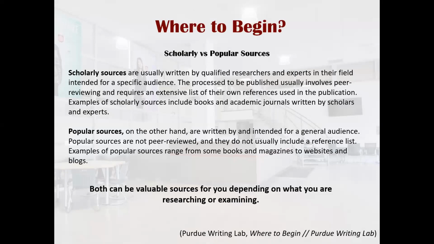A popular source is something that is written by and intended for a general audience, okay? So not something specific, anybody can read it. A lot of the time the language is easier to understand, and popular sources are not peer reviewed, and they do not usually include a reference list. In some cases they might, but a lot of the time they don't. And popular sources range from books, magazines, websites, blogs. So those are some examples.